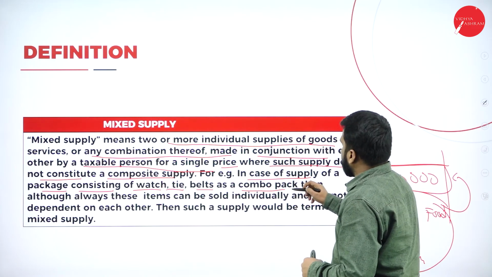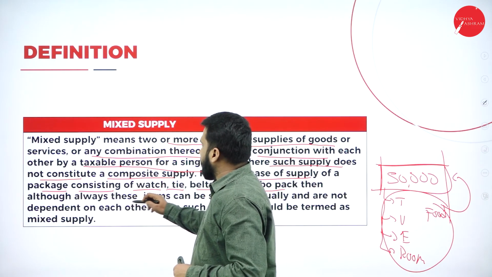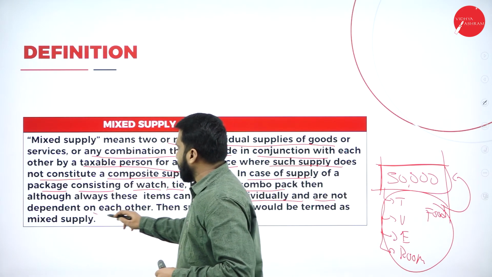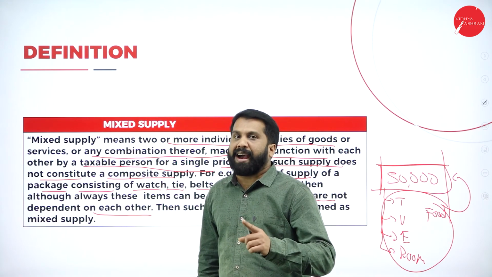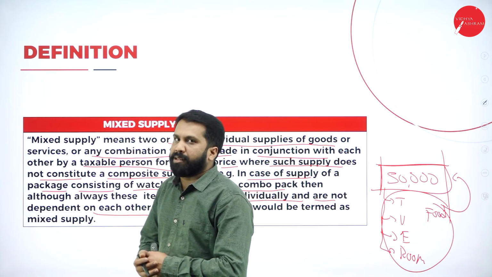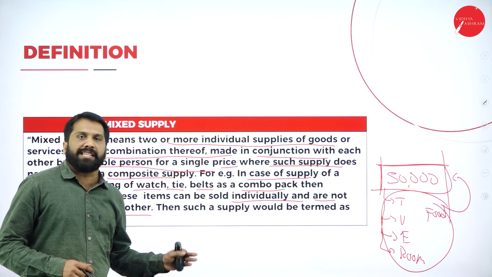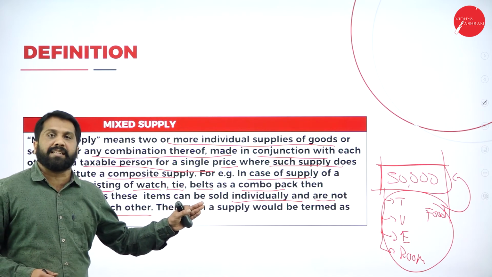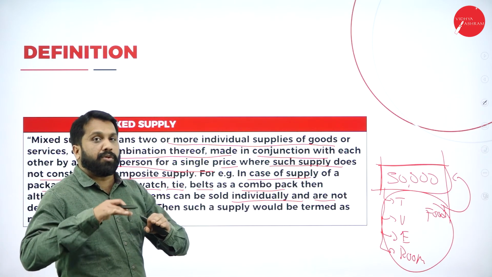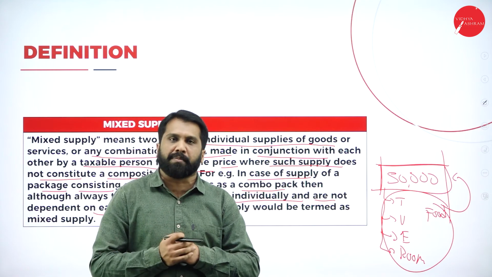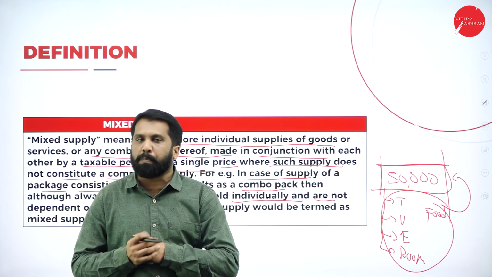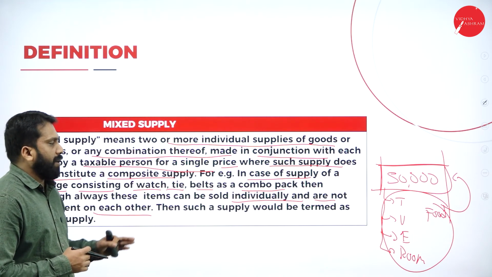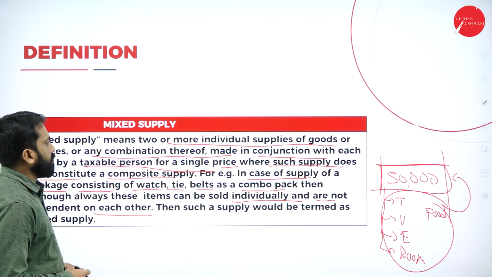Although these items can always be sold individually and are not dependent on each other. See, you can sell the pant separately, the belt separately, the watch, the tie, everything separately. Even so, to reduce the price and attract the customer, they will sell it as a combo pack. That combo pack we call mixed supply. Hope you are clear. Yes.